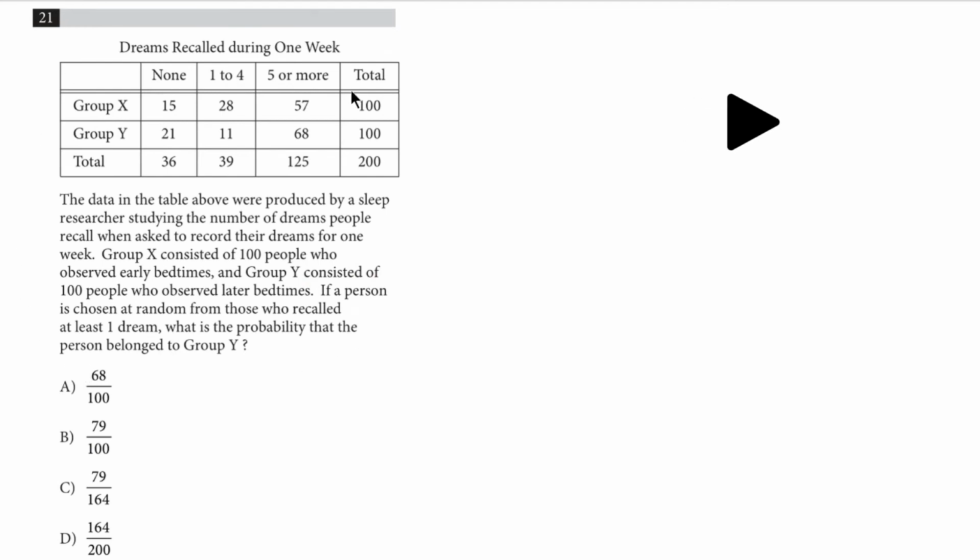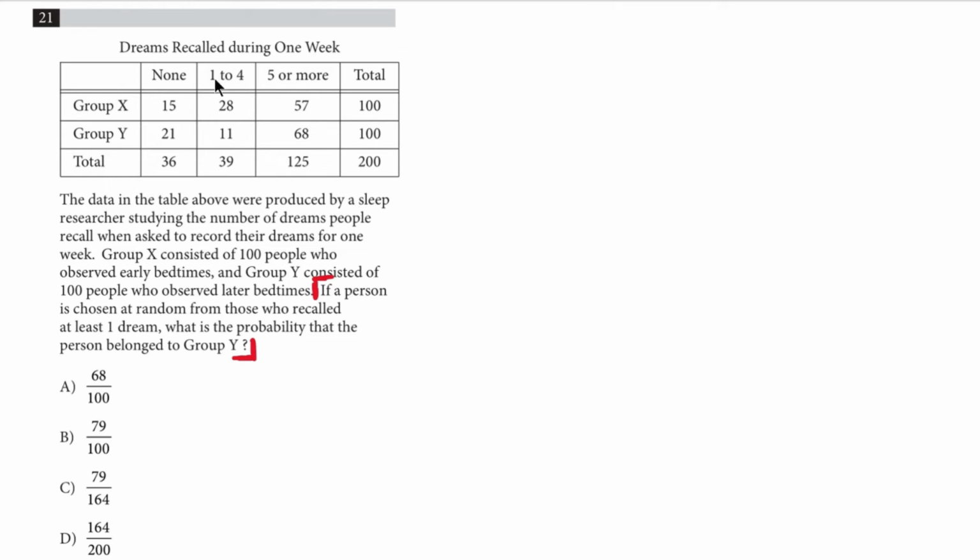Now this is a probability problem, guys. And in probability problems, what I do is I never read this information here. I just read the question, because the question is very important. In the last sentence, they're going to give you what you're looking for and what you have to calculate. So if a person is chosen at random from those who recalled at least one dream, now how many people recalled at least one dream?